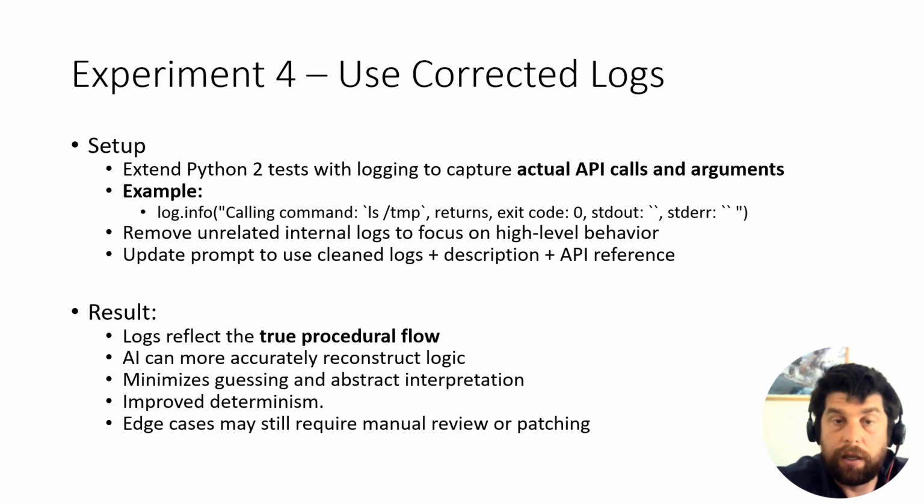To fix that, I added explicit logging in Python 2, capturing real API calls and arguments. I cleaned the logs to focus on high-level behavior. Now the AI had true procedural flow data, which reduced the guesswork and improved determinism. Still, edge cases needed manual review.